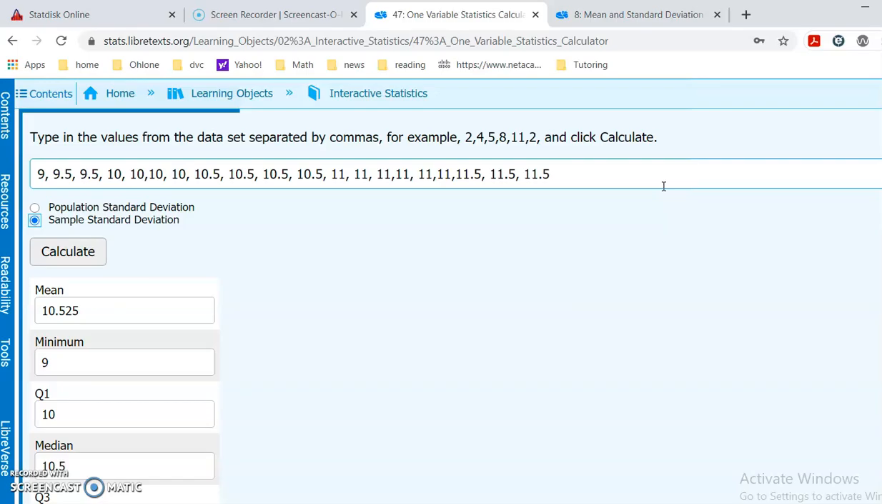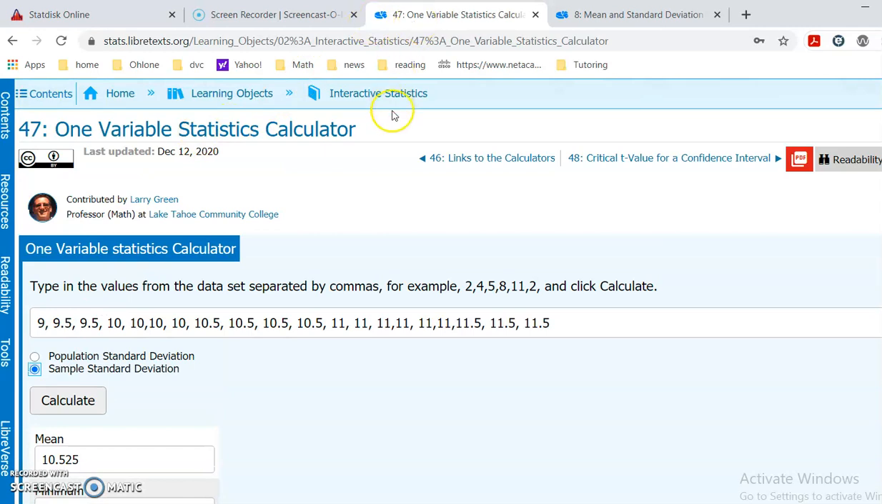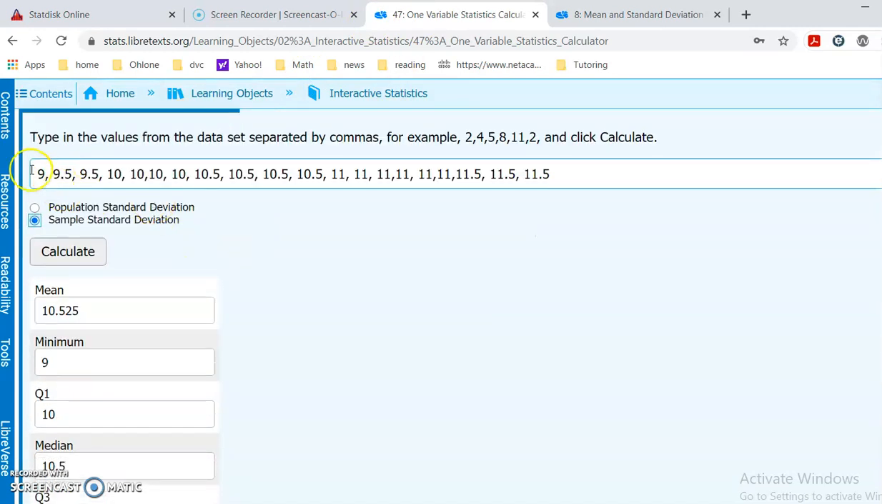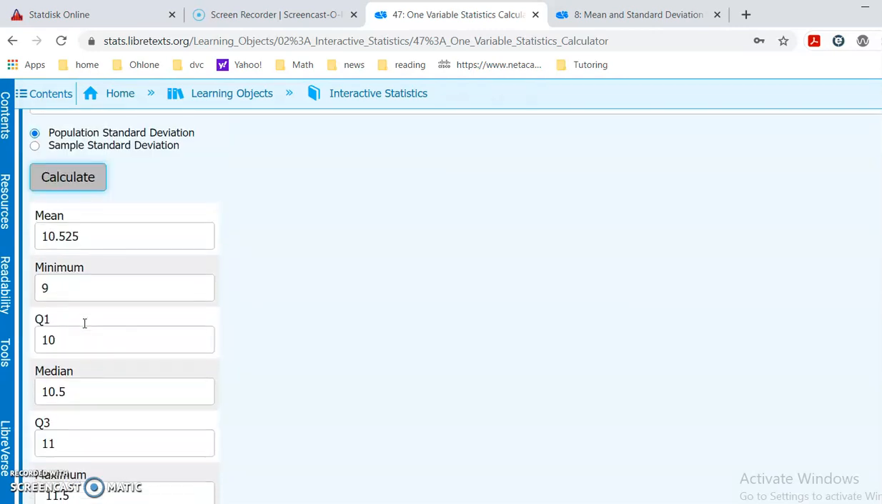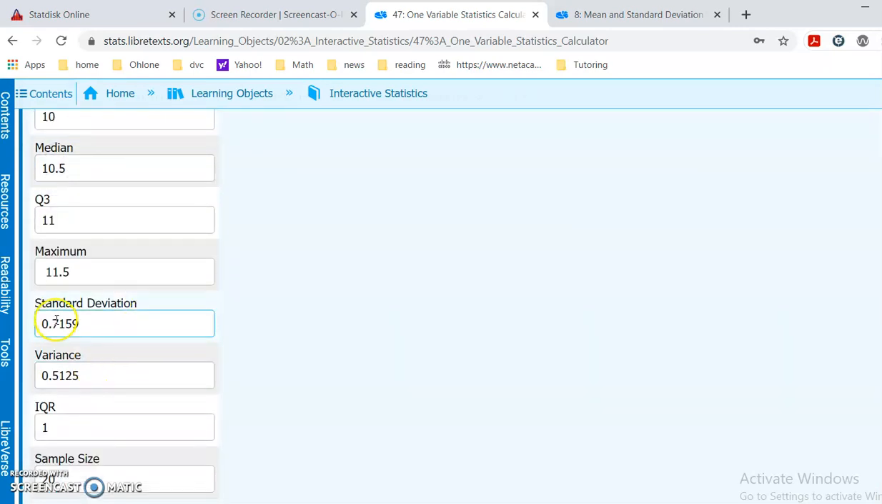Of course, this is the one, right? You use the one variable statistics calculator from LibreText, paste the data if they are separated by commas, and then remember to click population standard deviation. So say, for example, I assume that these are all my target population. So I calculate it. You can see that the standard deviation changes. I think it was 0.7, now it's 0.69. So I can change it back, okay? If I calculate, see, it's 0.7.